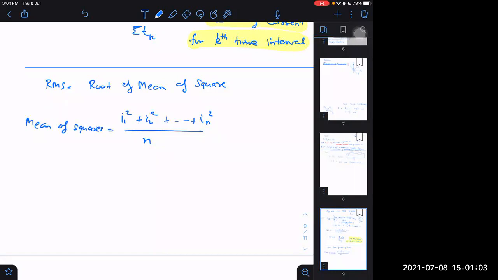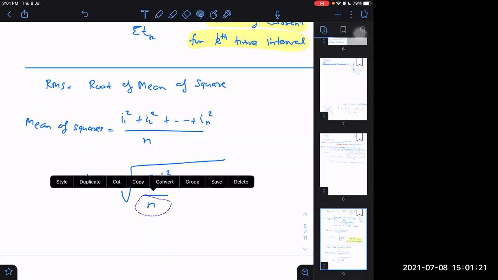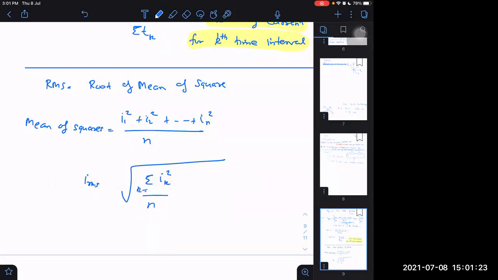Yes, sir. And what will be root of that? Take root also. Then it will become the square root of sigma Ik square divided by just total value n. Okay. Understood? Then this becomes I RMS. Here k varies from 1 to n. This is it.